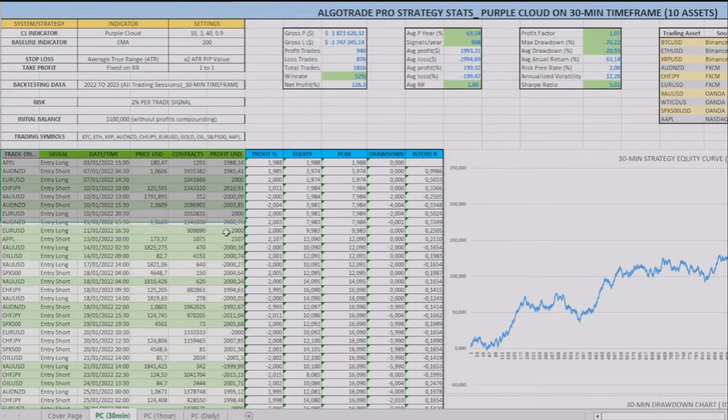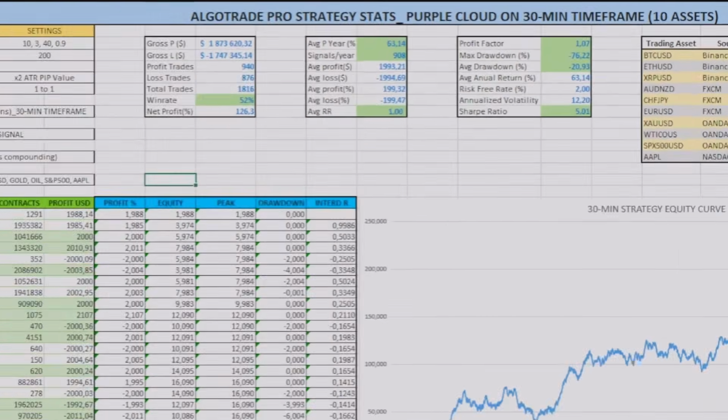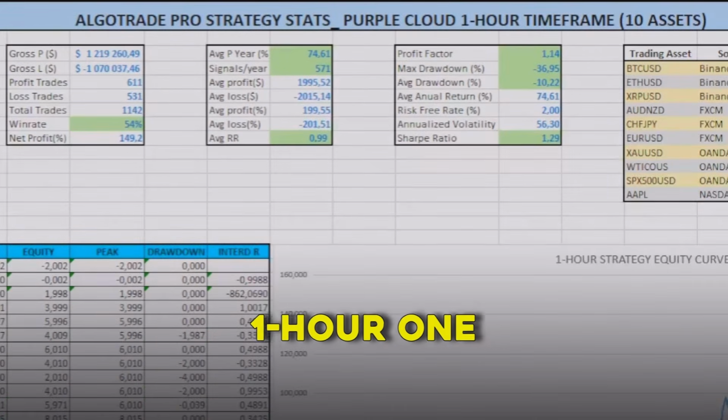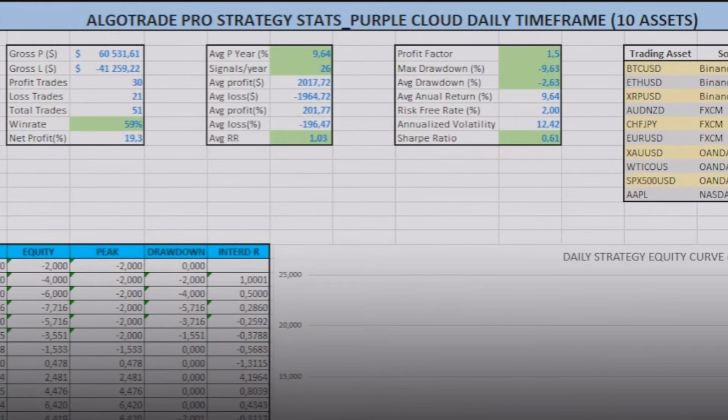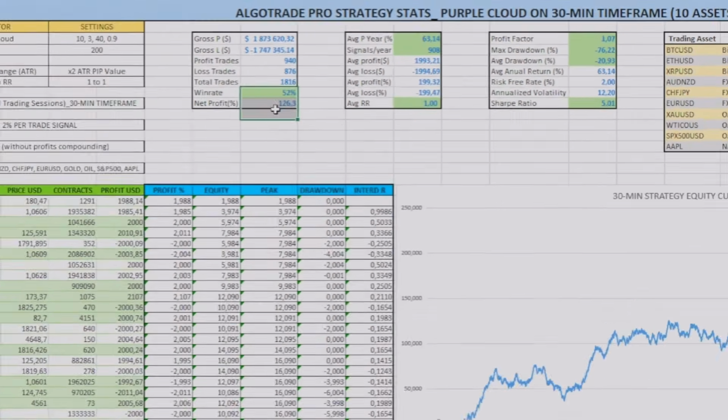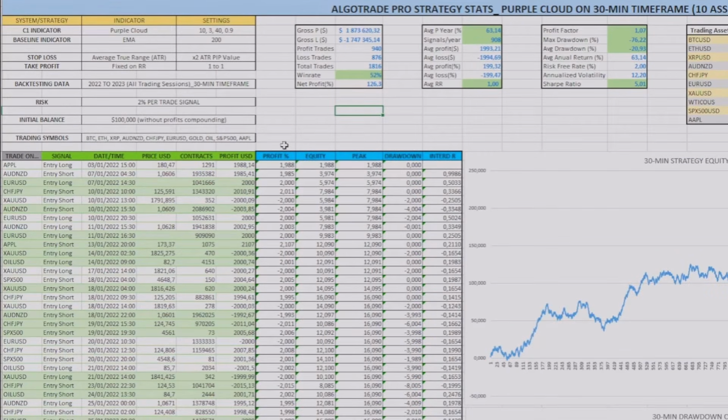After inserting all the trades on my trading journal, here I got the results of the purple cloud on the 30-minute time frame, here on the 1-hour one, and next to it on the daily time frame. And overall, the results are really impressive. But let's analyze each time frame one by one.